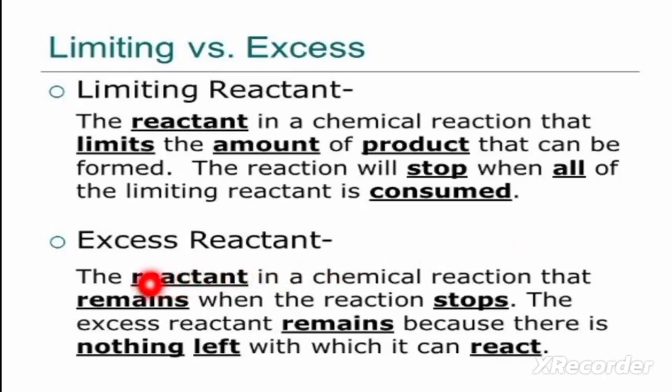Let us also define excess reactant. So what is an excess reactant? An excess reactant is the reactant in a chemical reaction that remains when the reaction stops. The excess reactant remains because there is nothing left with which it can react. So our main area of concern here is the limiting reactant. We are going to identify the limiting reactant in order for us to find the mass of the salt produced.